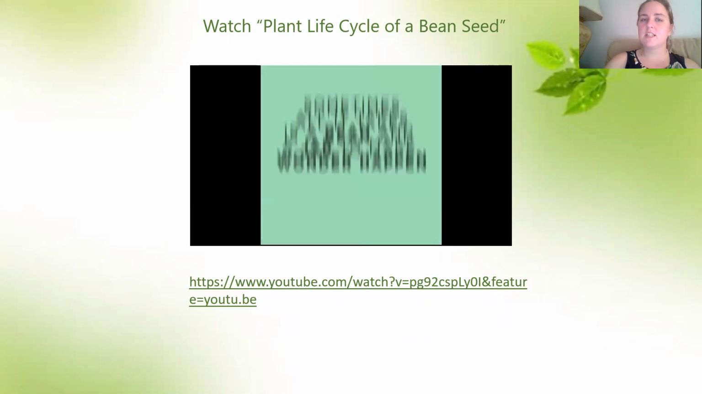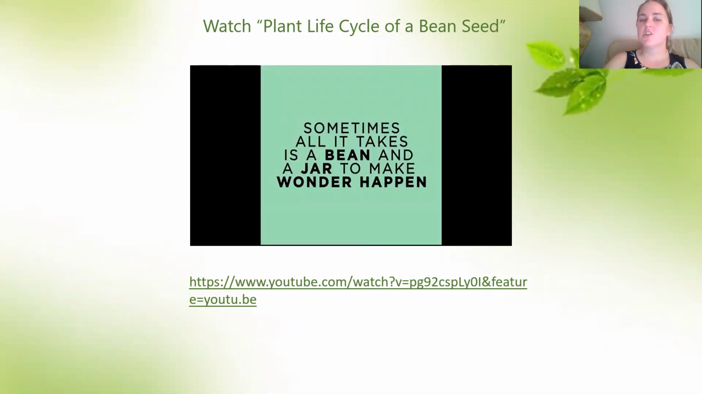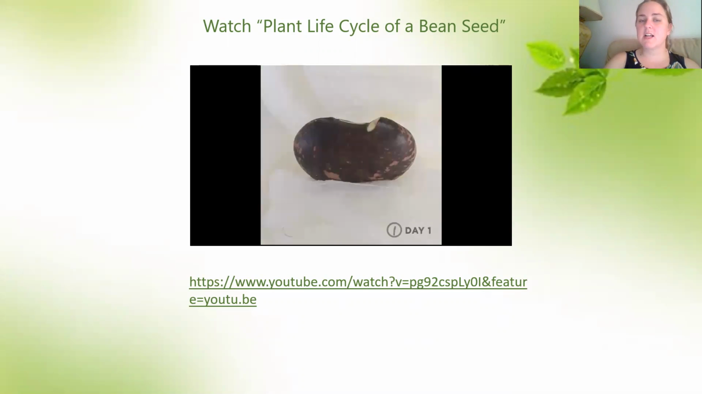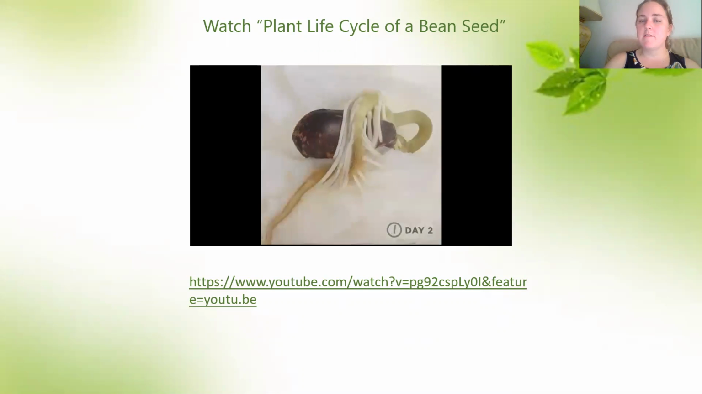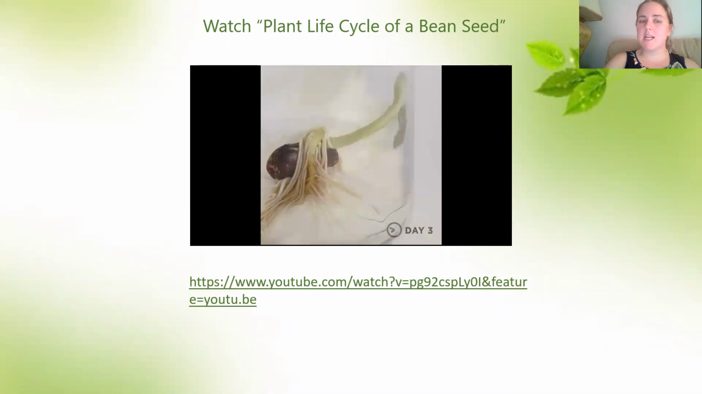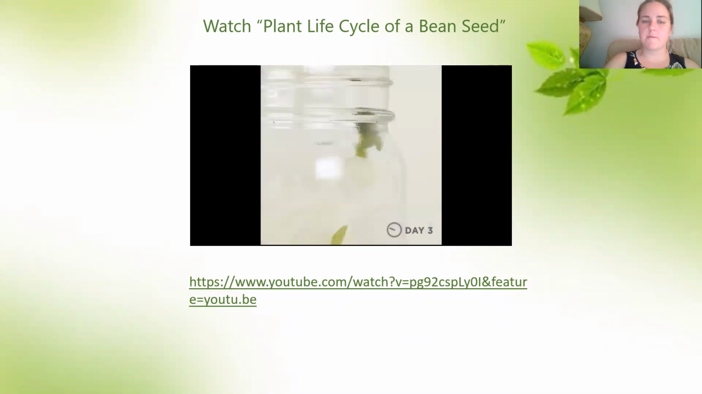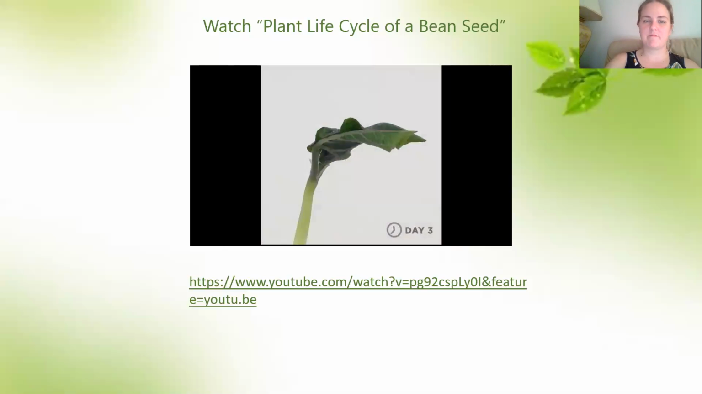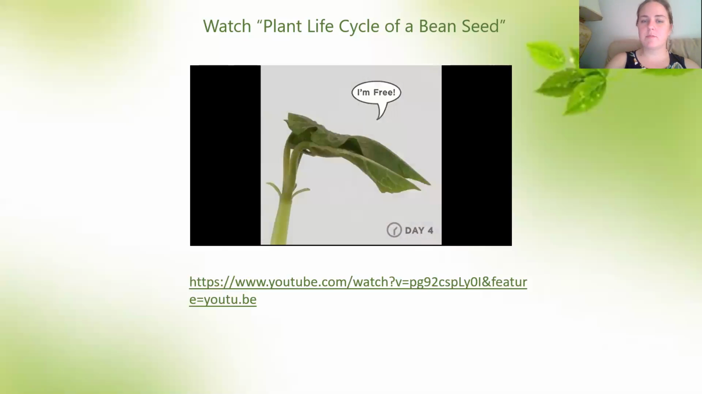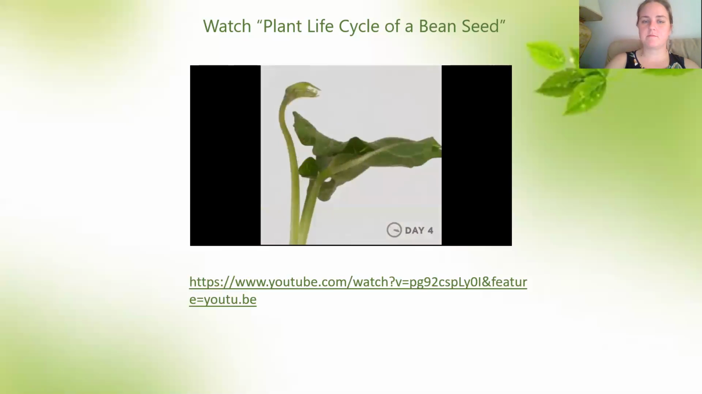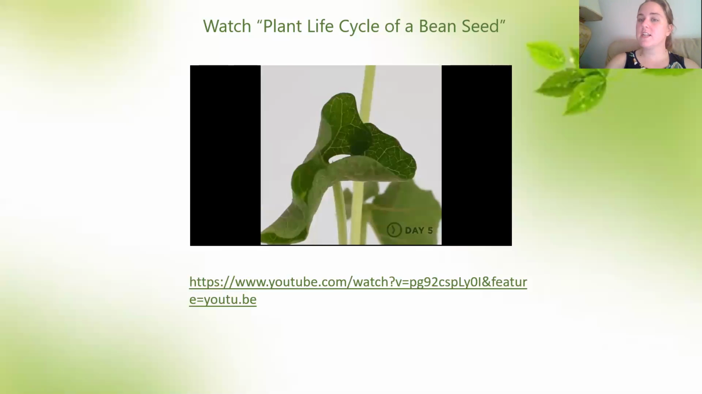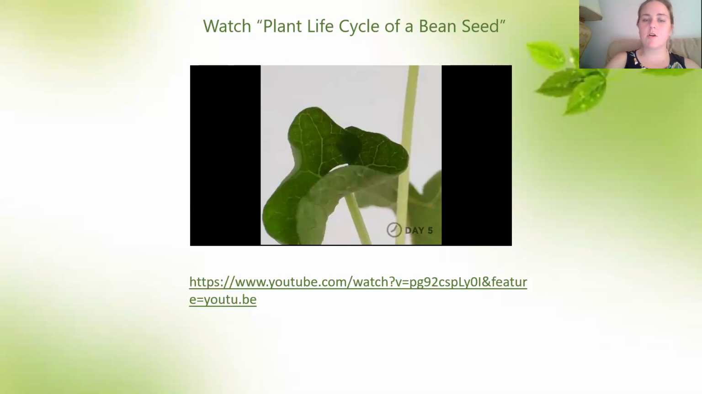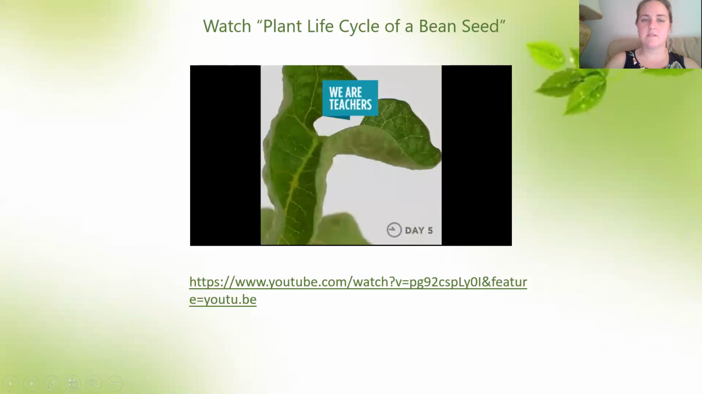So this kind of shows the life cycle of a bean seed. If you're in class, we're going to do this in class with a baggie. If you're not in class, then if you would like to do this at home, all you need is a baggie, some type of a bean, paper towel, and some water, and some sunlight. So you can see how the plant is growing. If you're in class, we're going to be doing this this week, and we're going to be recording our observations each day.